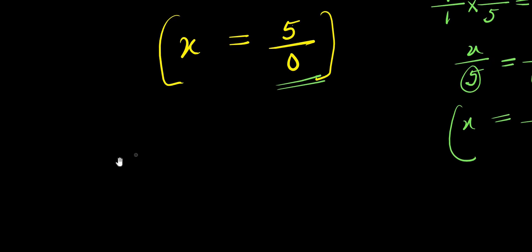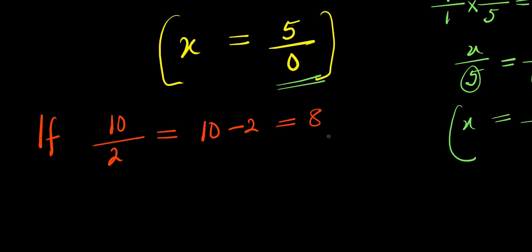Now, if you have 10 divided by 2, this simply means 10 minus 2, and this will give you 8. You take the 8 again, and you have 8 divided by 2. This means 8 minus 2, which gives you 6.